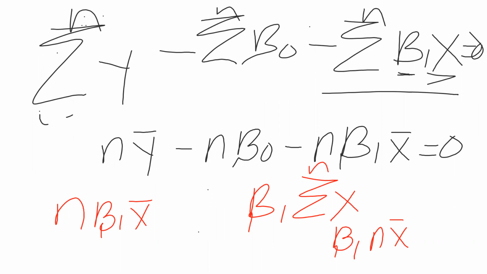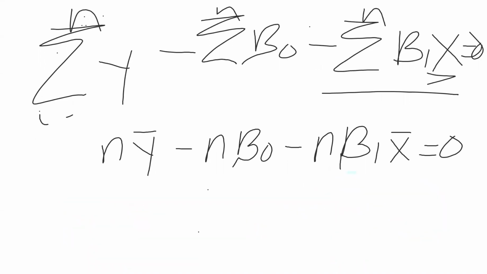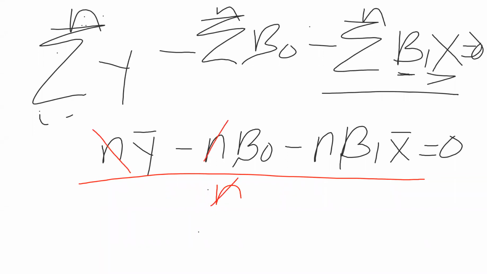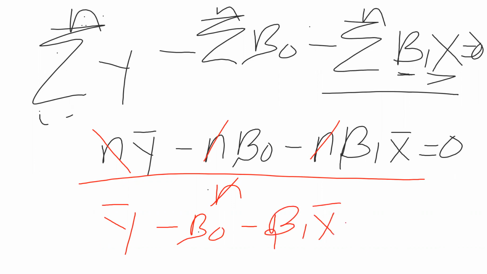Is that clear? I was just trying to prove how we reached here, so that you're not just memorizing. If you have observed clearly from here, you can see that everywhere you have n. You can divide through by n. When you divide through by n everywhere, this n will cancel, that n will cancel, that n will cancel. You remain with y bar minus beta naught minus beta 1 x bar equal to 0.